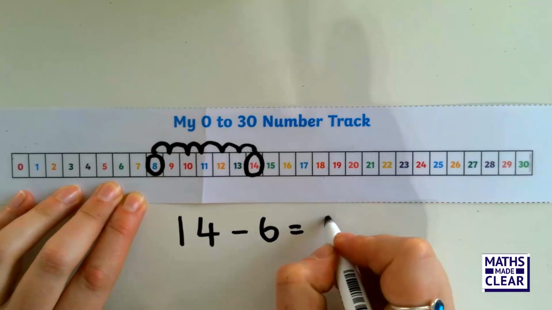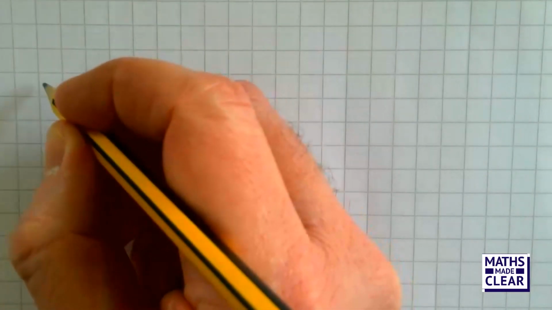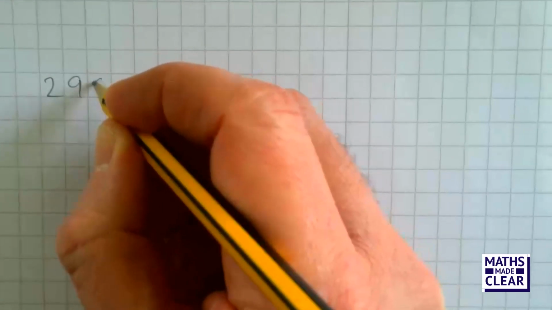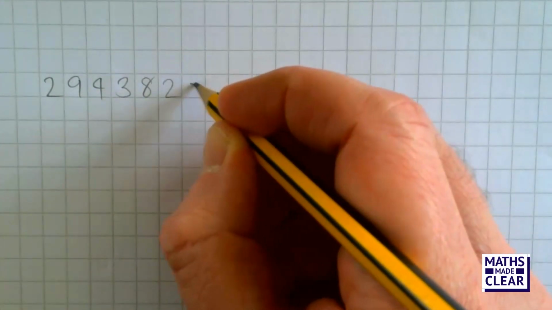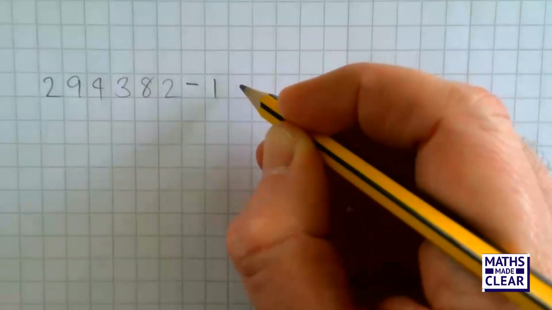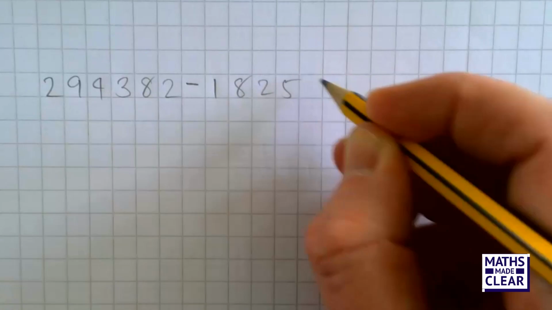So then let's jump forward towards the latter end of the school, year 5, year 6. These are all great methods, but actually, if we're doing 294,382 take away 182,501, well then these models don't quite work. And I do have a lot of teddies at home, but I don't have that many.